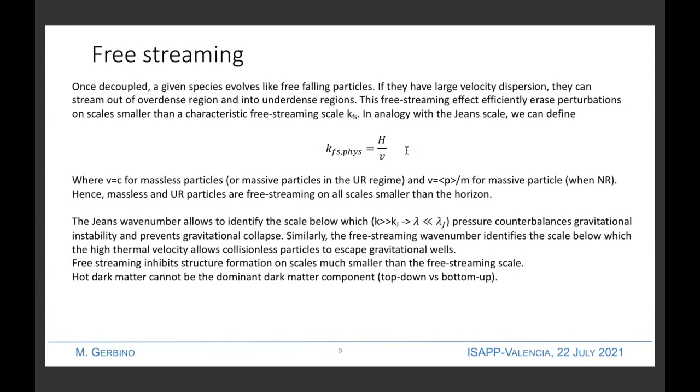And this kind of scenario cannot be accounted for if we assume that all the dark matter, or a much larger fraction of dark matter, was in the form of hot dark matter.